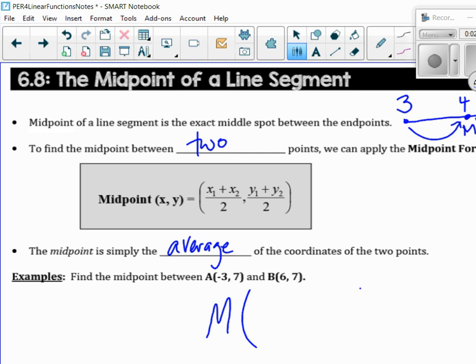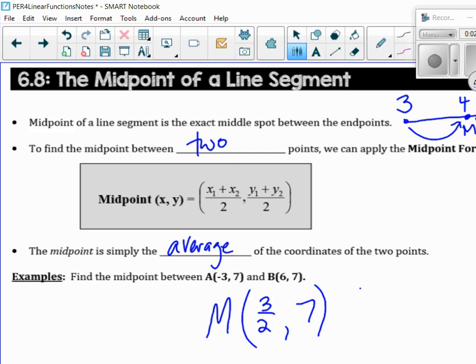What's negative 3 and 6? It's 3. Divide by 2 is 3 over 2, 1.5. What's the average of 7 and 7? 7. Add them up, divide by 2. 7 and 7 is 14, divide by 2 is 7.